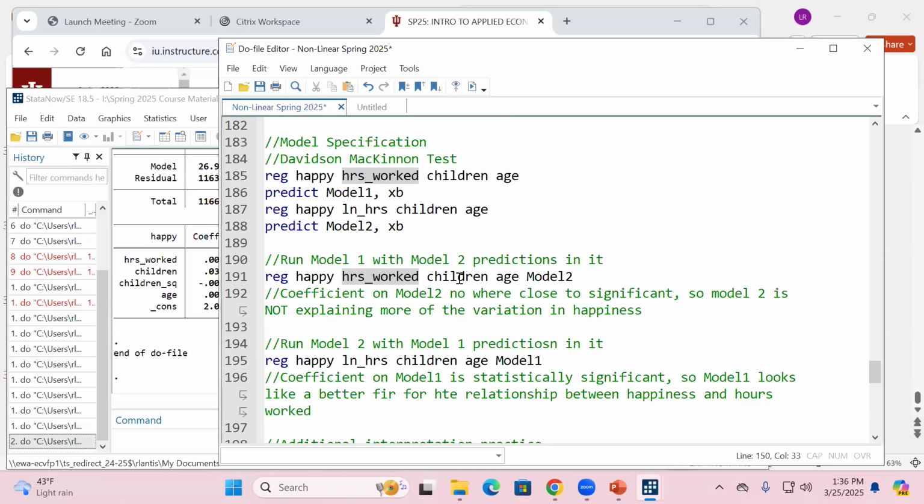So what I can actually do is use my regression results from both of these models to determine whether or not I should be using, with all these additional controls, the linear or natural log term of hours worked, the variable I'm interested in.